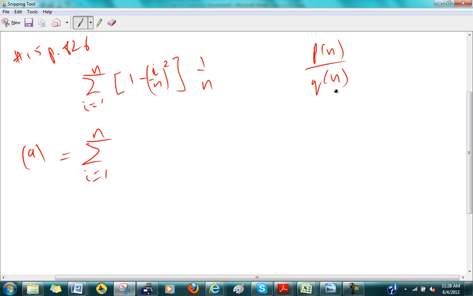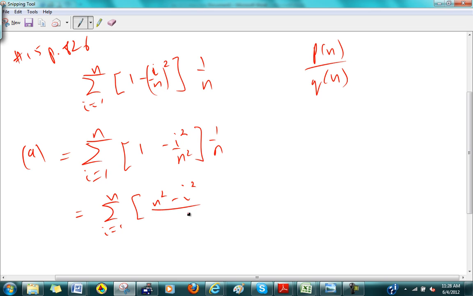So this then becomes 1 minus i squared over n squared, times 1 over n. You guys follow my handwriting there? You got that? So then this becomes the sum from i equals 1 to n of (n squared minus i squared) over n cubed. Okay, so that's part A.